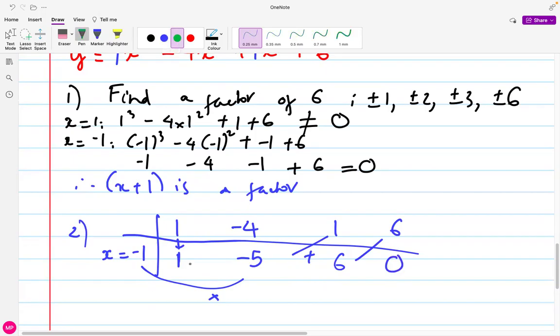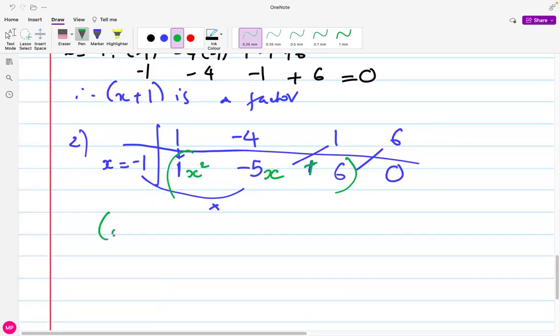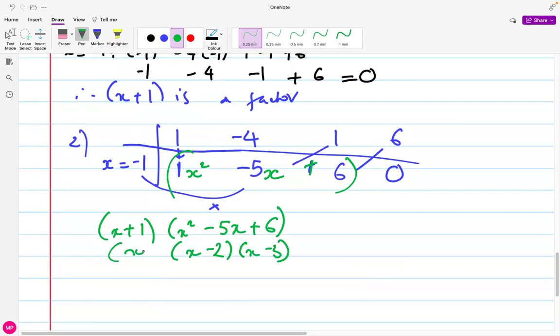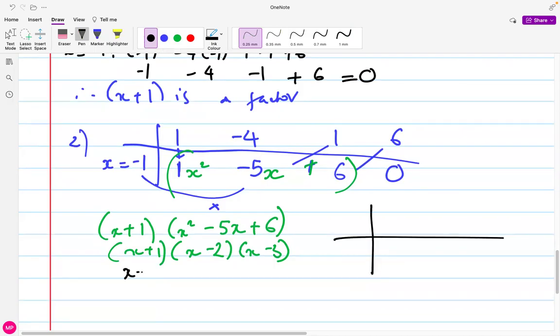So you can see we have here 1x squared minus 5x plus 6. That will be your quotient. So I have x plus 1, x squared minus 5x plus 6. Then I factorize this, I will have x minus 2, x minus 3, and then I have x plus 1 here. Okay. Then the x-intercepts, you would turn x equals -1, x equals 2, and x equals 3 as your 3 x-intercepts. So you have -1, you have 2, and you have 3. So you know it's positive cubic, so it will look just like that.